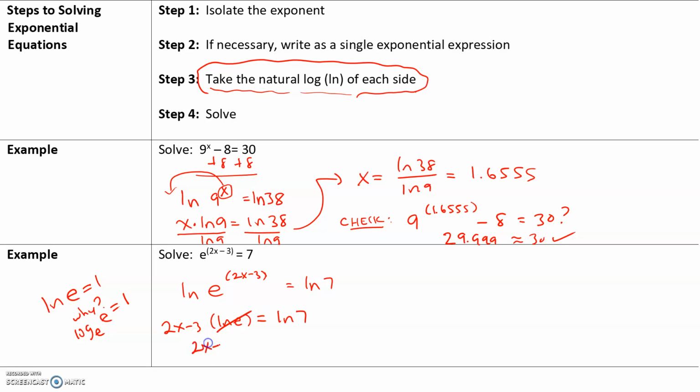So we get 2x minus 3 equals the natural log of 7. If we solve for x, we're going to add 3, divide by 2. x equals the natural log of 7 plus 3, all divided by 2. And you can put this in a calculator. When you do that, you are going to get 2.4730.